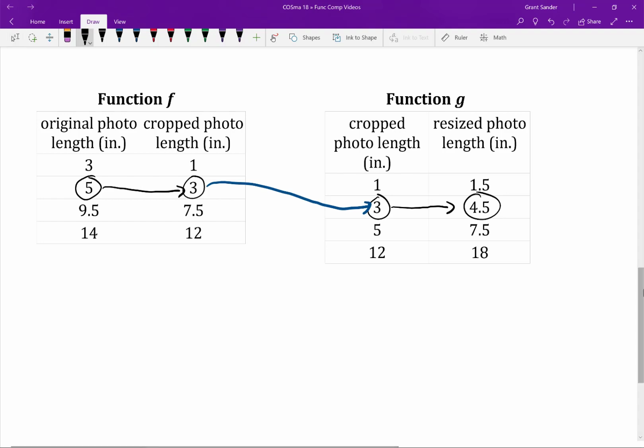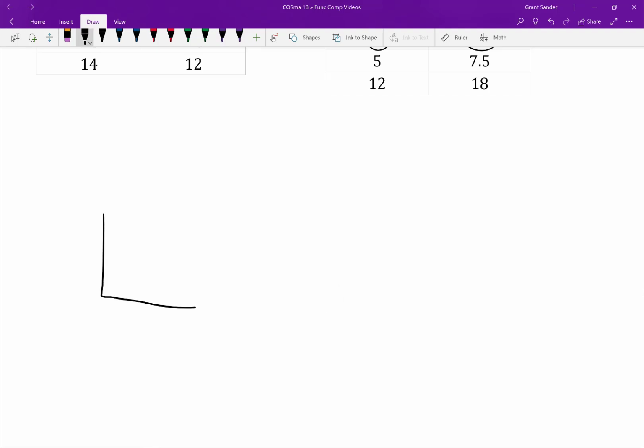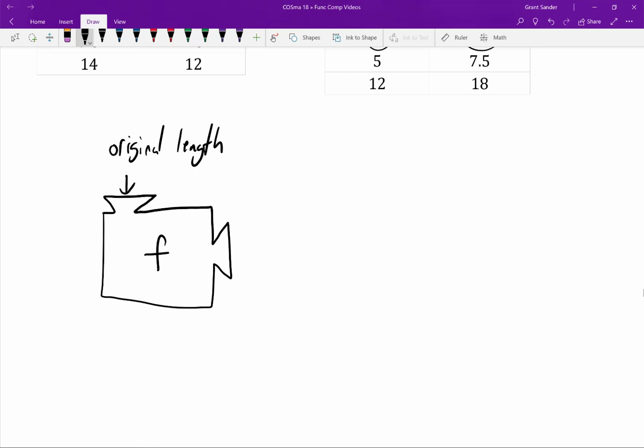Let's draw a little diagram to represent this way of thinking. We can think of functions as kind of like machines that take an input, process that input, and then give you an output. So I'll draw a little diagram of a function machine. It's not very pretty, but it'll work. We'll call this function machine f. So f takes in an original photo length, original length in inches, and then f outputs the cropped length, so the length after cropping off 2 inches.